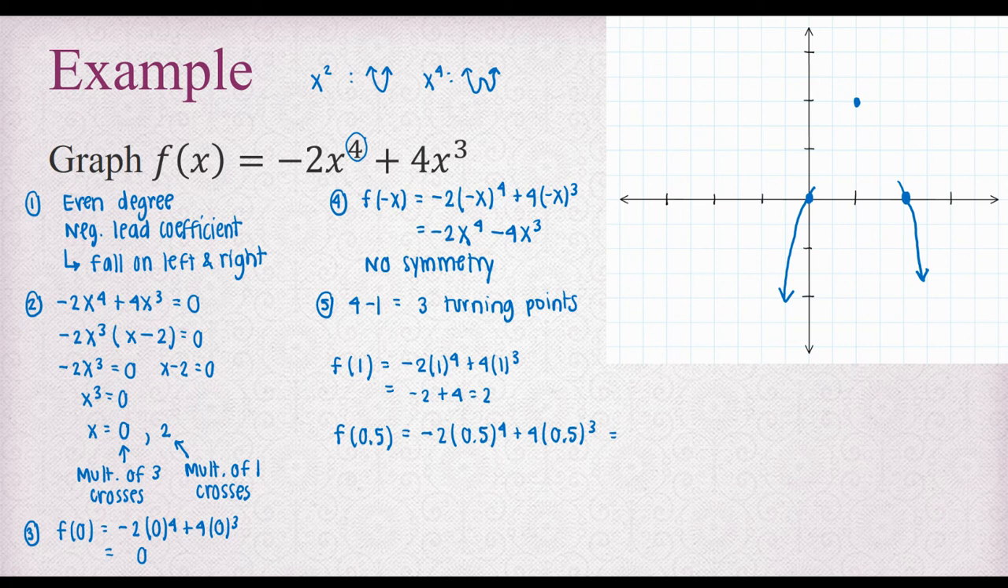So if I plug that into the calculator, it looks like it's going to give me 0.375. So it's going to be something like this. So I definitely have that little tiny W thing happening, but it's definitely not symmetric here. But something like that would be my graph.